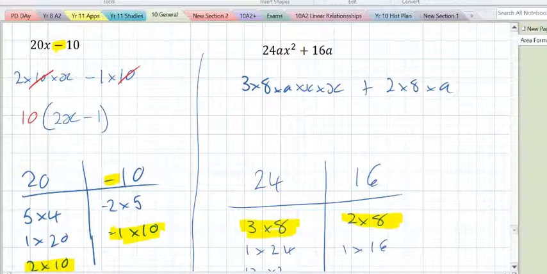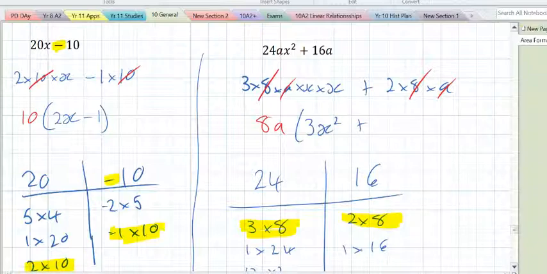So basically, the first step to factorising is just to break everything up and spread it out. Break it up, spread it out, and then look for what's common. What's common on both sides of that plus sign? 8 and A. Good. We can get rid of the 8 and the A. So that is what goes outside. 3x squared, good, plus 2.